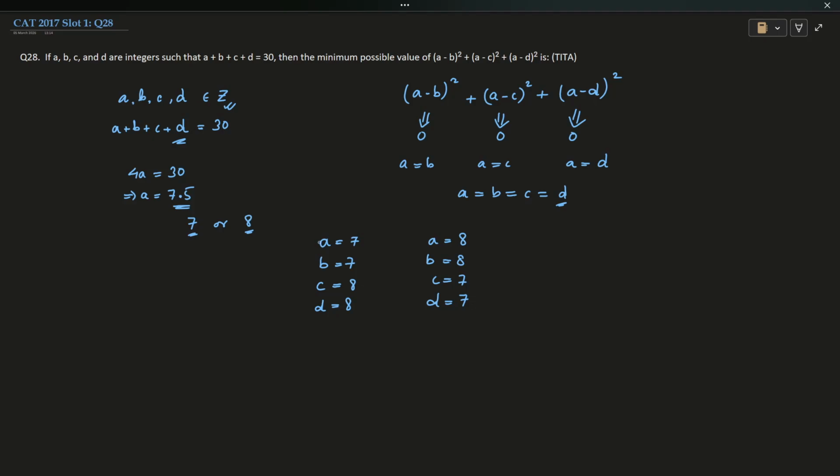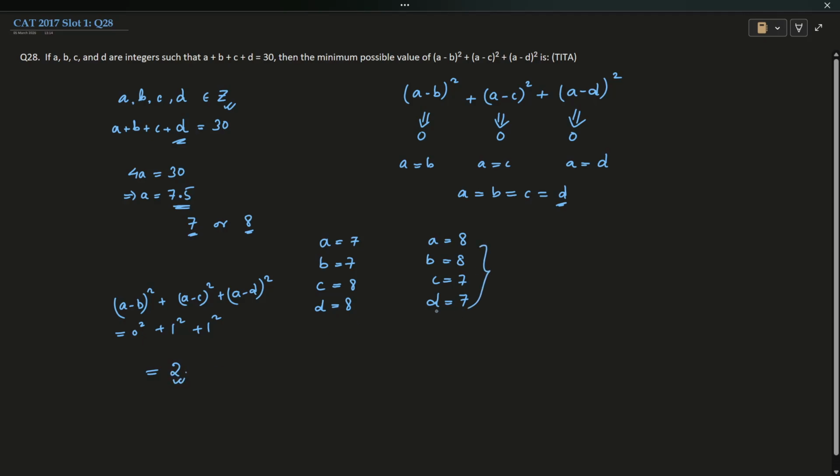All right guys, now when I am calculating (a minus b) whole square, I will get 0 square. (a minus c) whole square, what will I get? I will get 1 square, and (a minus d) whole square, again I will get 1 square. So the minimum possible value will be 2. Even if you use this, you will get the same answer. You can have any combination among these two numbers, but you will get the minimum value as 2.